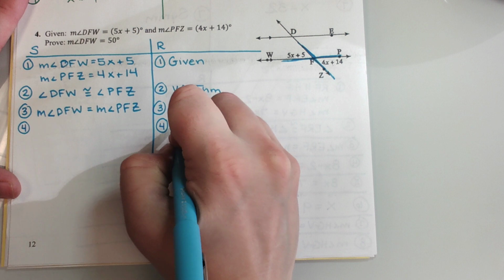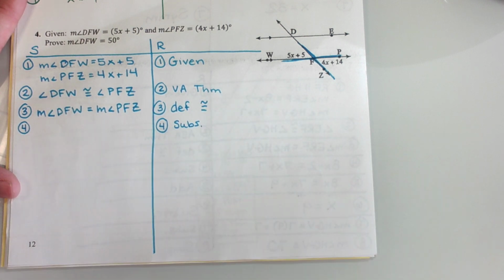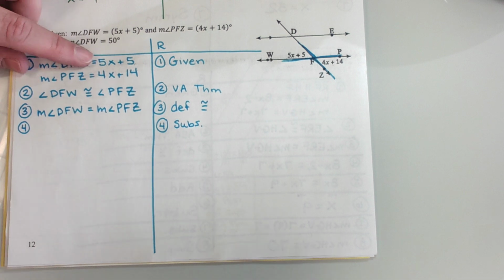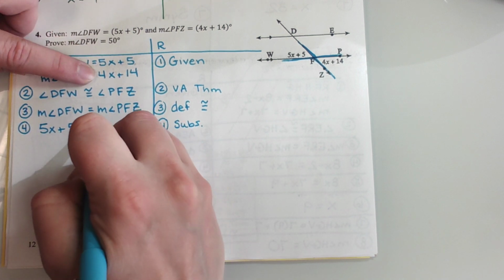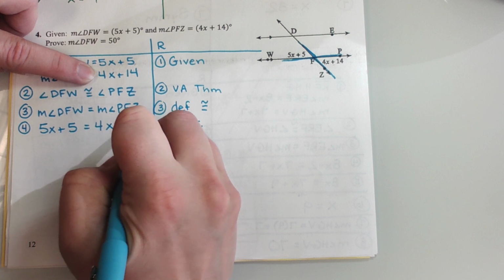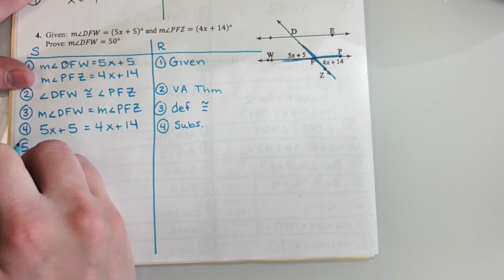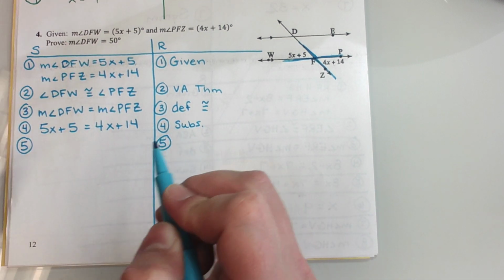I kind of assumed that's what you meant, but yeah, we're gonna do substitution. We're gonna change those names into what they actually are. 5x plus 5 equals 4x plus 14. From here, I'm doing algebra. I've got an equation now. I can do algebra with it.